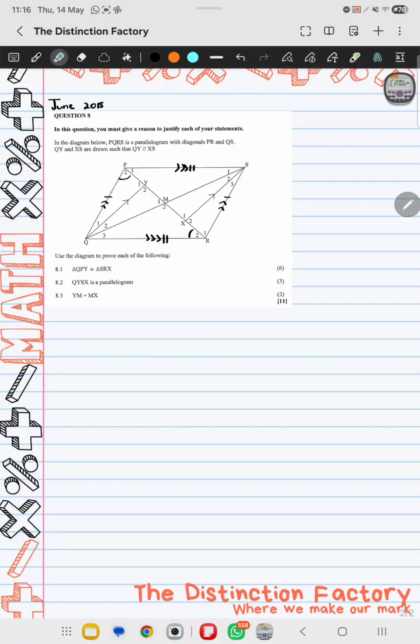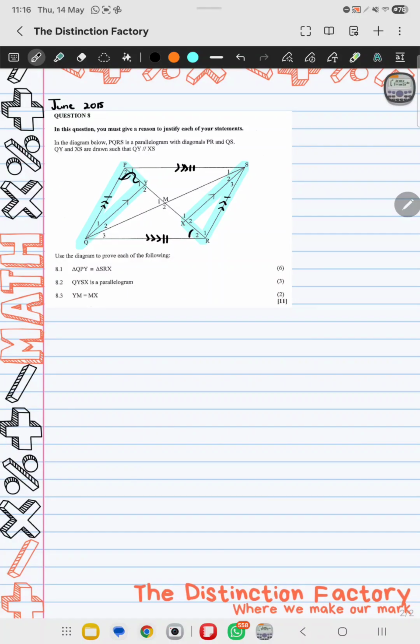They are saying QPY. So that's our first triangle. And then triangle SRX is coming down here. SRX. They want us to prove that those two are congruent to each other. So we already have two things.